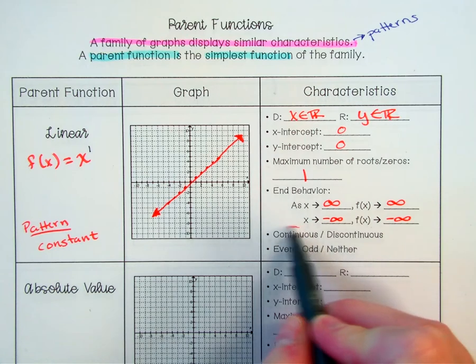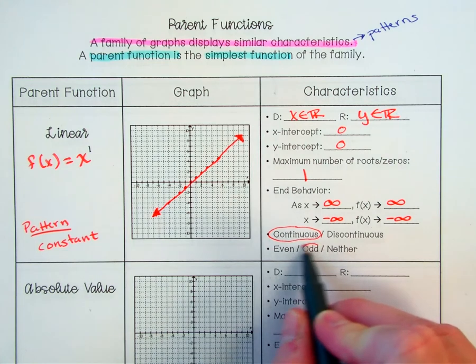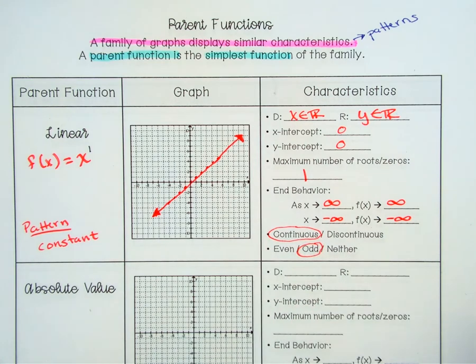This graph is a continuous graph. There's no breaks or jumps in it. And this is an odd symmetry function. If I were to flip my paper upside down, this would demonstrate odd symmetry there. So those are our linear functions. Been dealing with those since middle school.